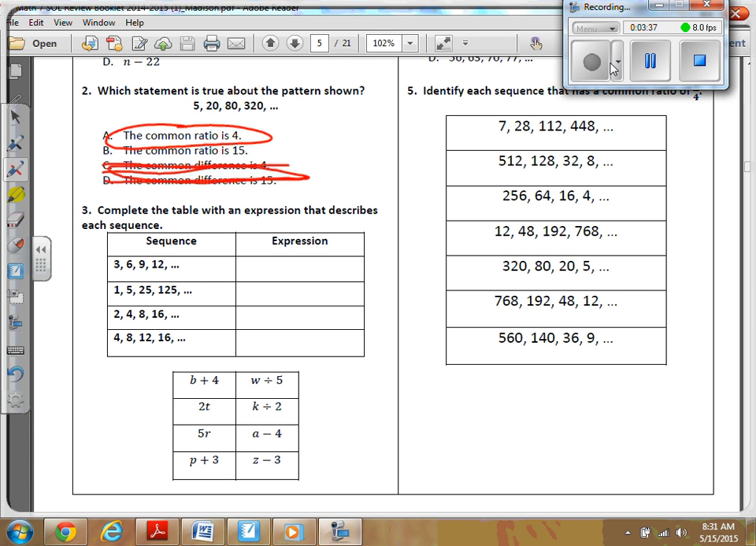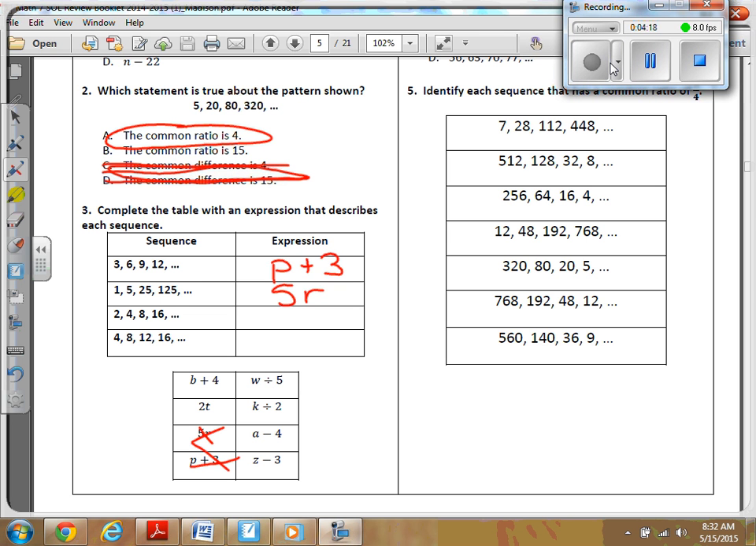All right, number 3. You have to complete the table with an expression that describes each sequence. So you have to use the expressions at the bottom and match them with the sequences in the table. The first one is 3, 6, 9, 12. Which expression would match that sequence? P plus 3, because we're adding 3 to each term. 3 plus 3 is 6, 6 plus 3 is 9, 9 plus 3 is 12. What about the next one? 1, 5, 25, 125. 5R, because we're multiplying each term by 5. 1 times 5 is 5, 5 times 5 is 25, 25 times 5 is 125, and so on.